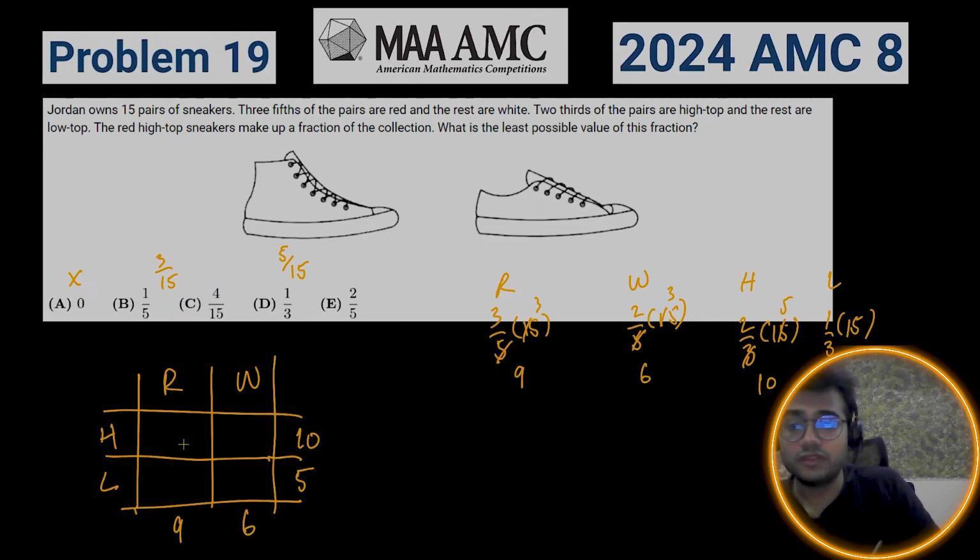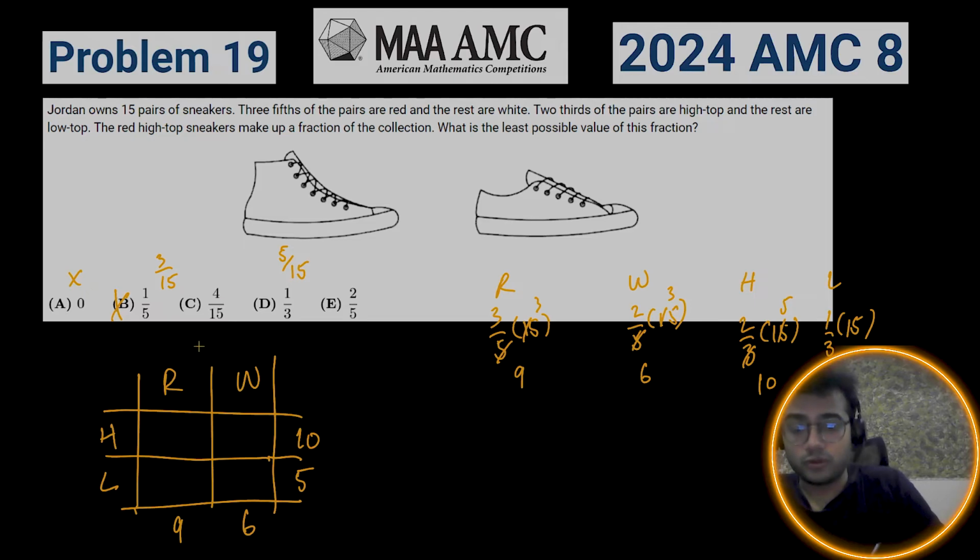So if this is 3 over 15, that means this is 3. If this is 3, this has to be 6, and this has to be 7. But that's not possible because this adds up to 6. So 7 is not a possibility. That means the red high cannot be 3. So we can eliminate that as well.